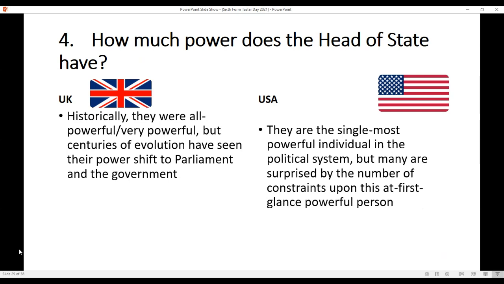In the United States, the head of state, well, there's different ways of looking at this, but what I've got written here is that they are the single most powerful individual in the political system. But many people, presidents maybe sometimes, are surprised by the number of constraints upon this at first glance powerful person. There's lots of limitations on their power. There's lots of things that they can't do. We've seen an entire Donald Trump presidency, and in many ways, Donald Trump was surprised at the things that he wasn't allowed to do.